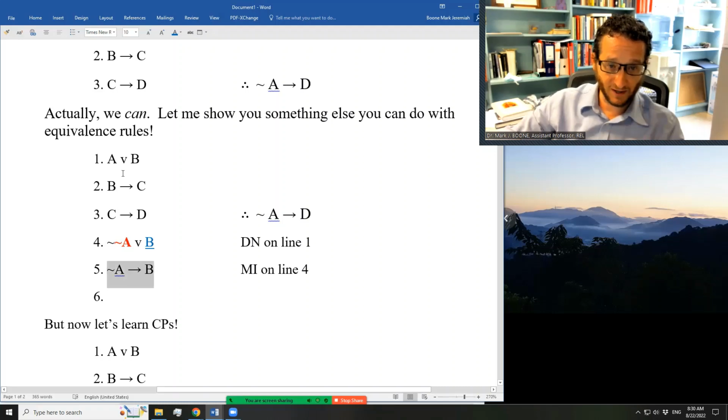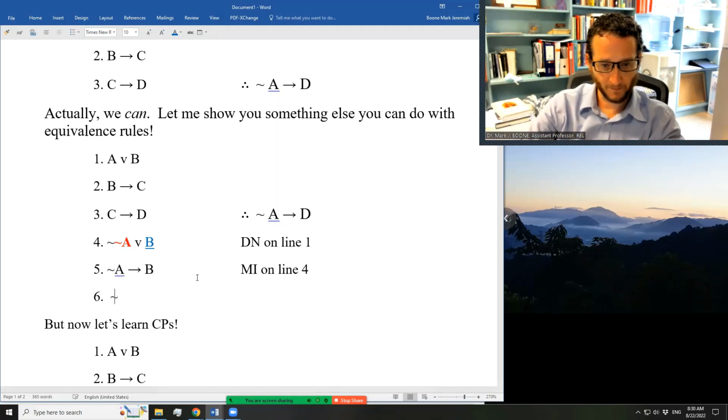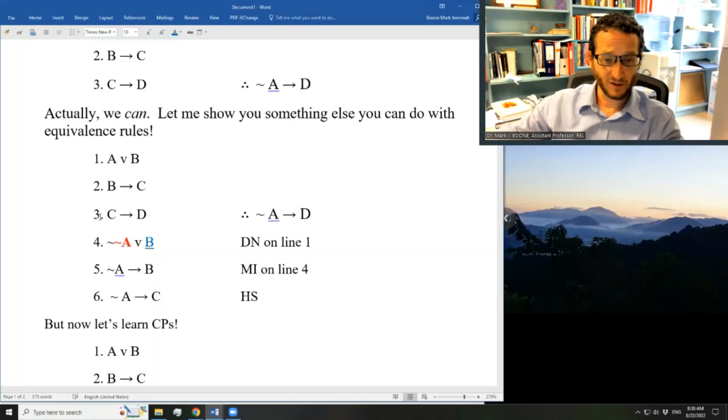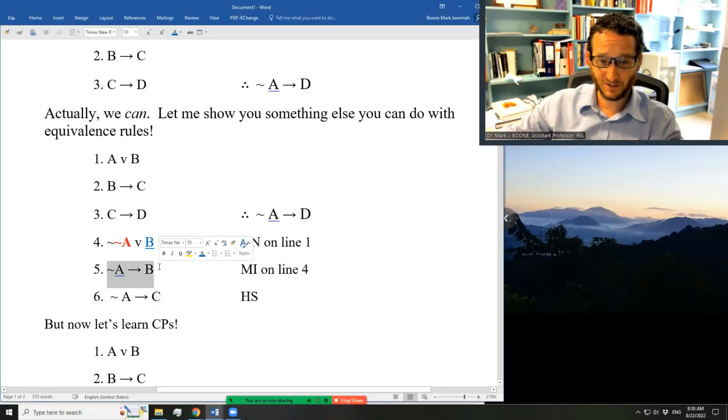So if A then B and if A then C can be combined, so to speak, to give us if A then C. And that is a hypothetical syllogism rule from probably our first video on proofing, but don't quote me on that. Our hypothetical syllogism rule applied to lines 5 and 2.